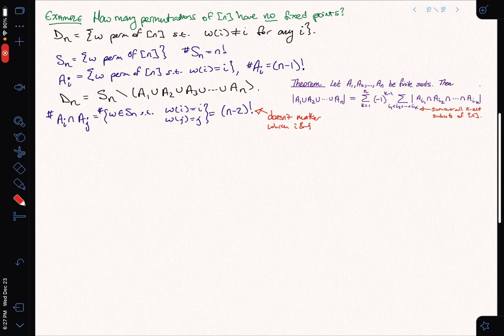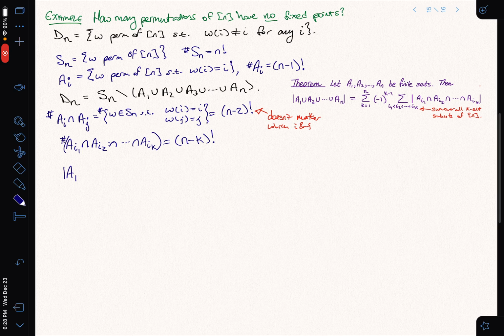It only matters that I took two numbers and fixed them. So now I can say something like, if I'm going to take the intersection of A_i1 and A_i2 all the way up to A_ik, the reason I'm thinking about this is because I'm looking at this formula. What am I saying? I'm saying, okay, I fix this guy and this guy and this guy. I fix k things, and I let the rest do whatever they want. So what do I get? I get (n-k) factorial. That's how much freedom I have. So now I know how to plug into this formula, and I can actually use this to get a formula for the derangements. So let's do it.